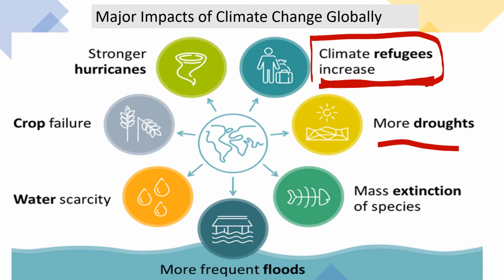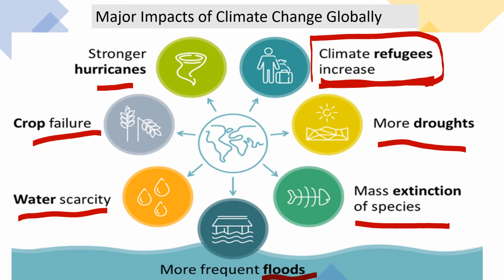There will be more droughts and species will become extinct. More frequent floods will occur. We will have less usable water, crop failures, and stronger hurricanes. Severe weather conditions will prevail around the earth.